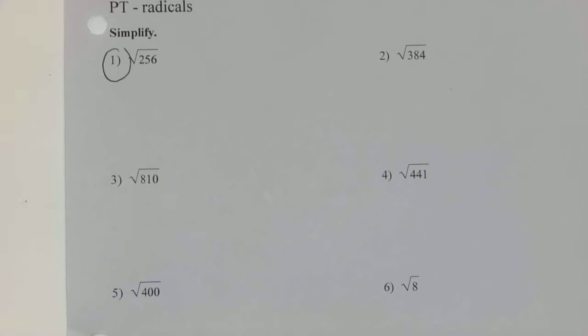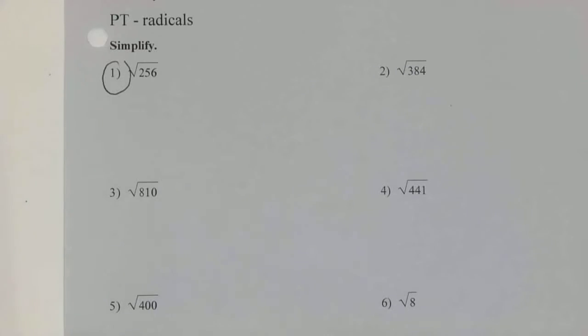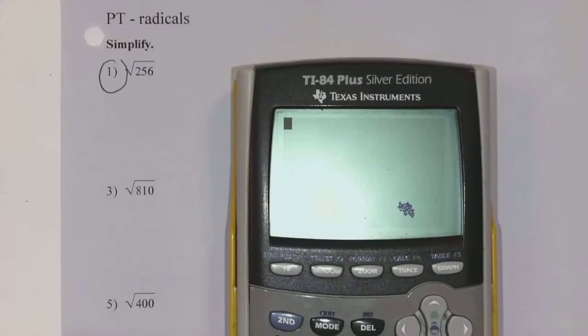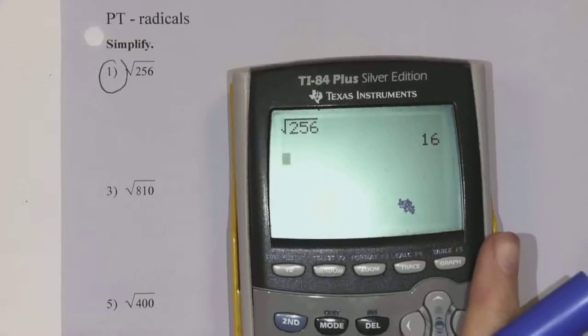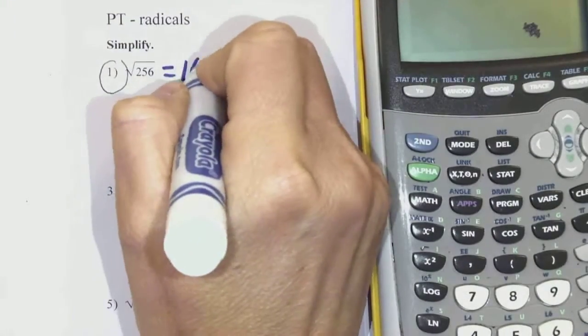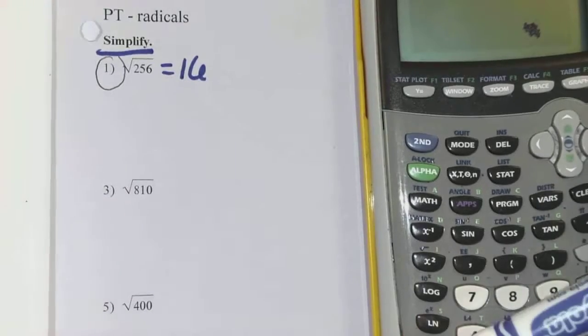Okay, this video is going to remind you how to simplify radicals. First thing I do when I see a radical is I go to my calculator and I simply type it in. For the example, this one is the square root of 256. If it comes out to be a nice whole number, if you are told to simplify, you're done. The answer is just 16 because 16 times 16 does give you 256.